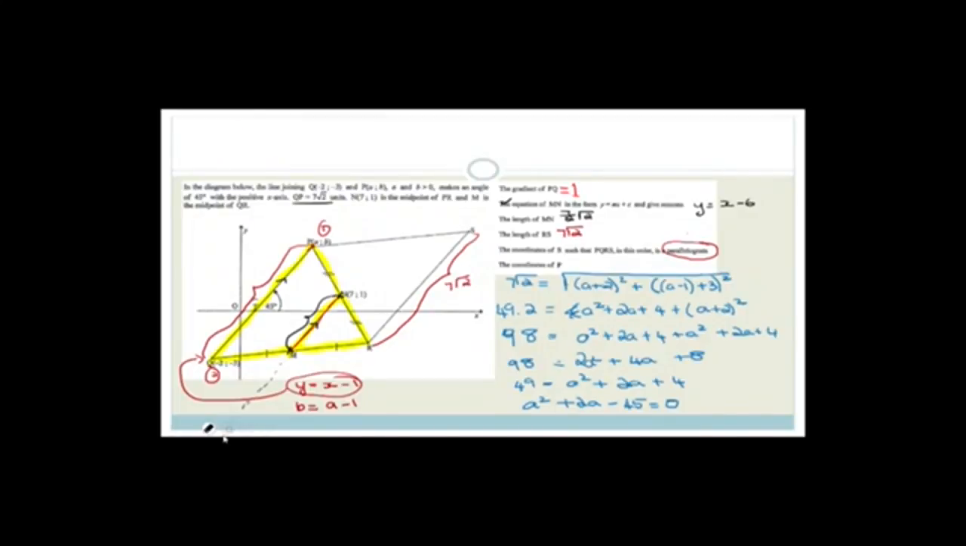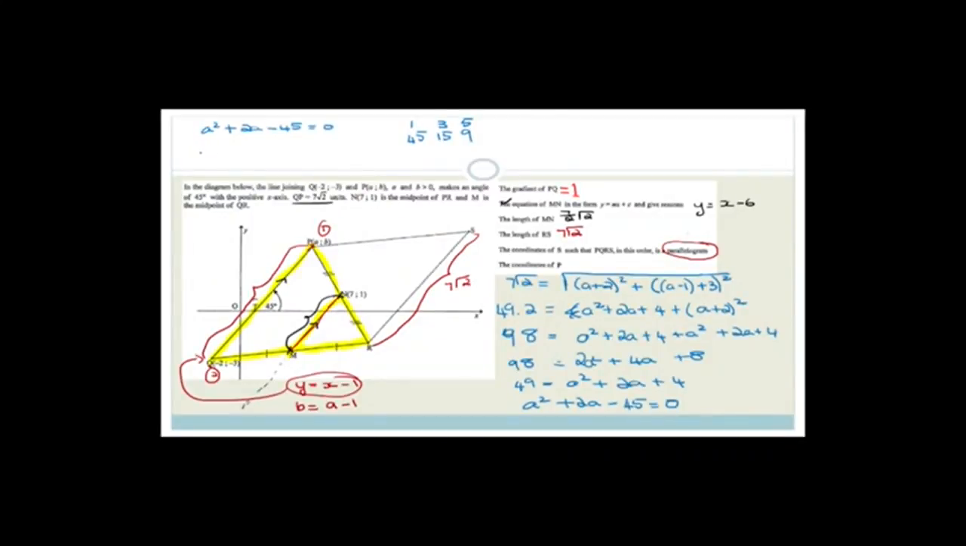So what do we have? I'm going to rewrite it at the top: a squared plus 2a minus 45 equals naught. Okay, factors of 45 are 1 and 45, do we agree? 3 and 15, 5 and 9, and you see it's not actually going to give us anything nice. So we need to use the what? We need to use the formula. So we're going to do that.